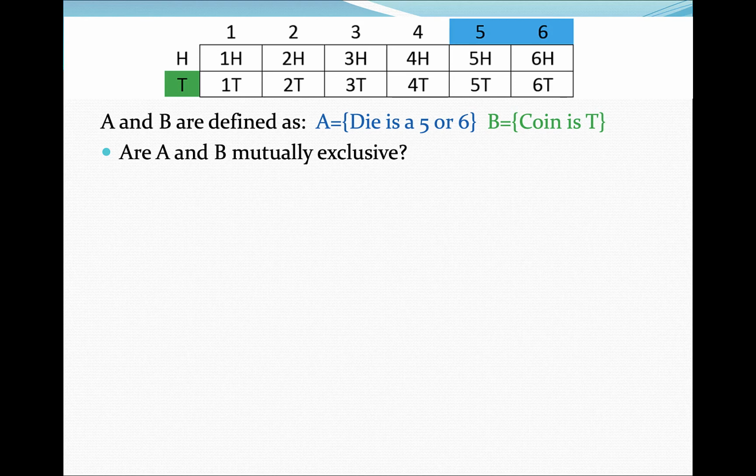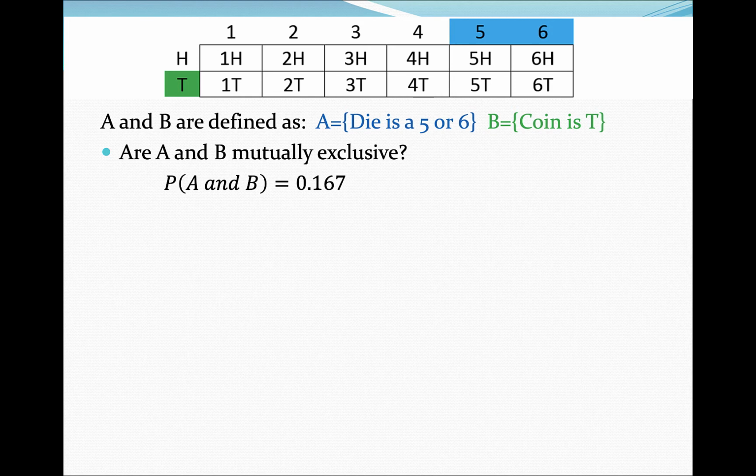Well, here, can the die be a 5 or a 6 and the coin be tails? Of course they can. Both things can happen at the same time. For example, the outcome 5T satisfies both A and B. So the way that you do this mathematically is really simple. All you have to do is look at the probability of A and B, which we already calculated. That probability is 0.167.